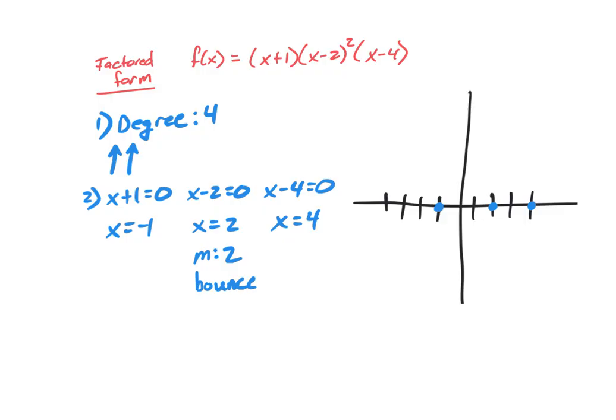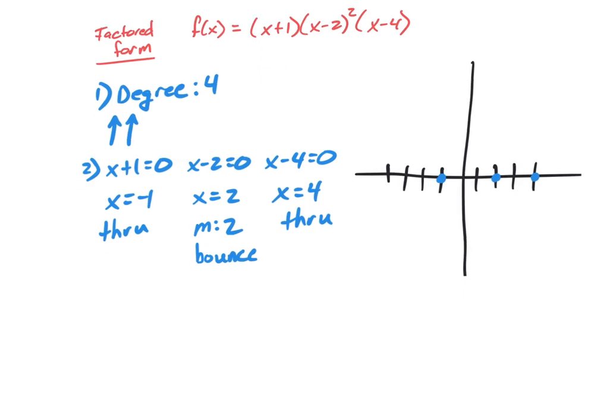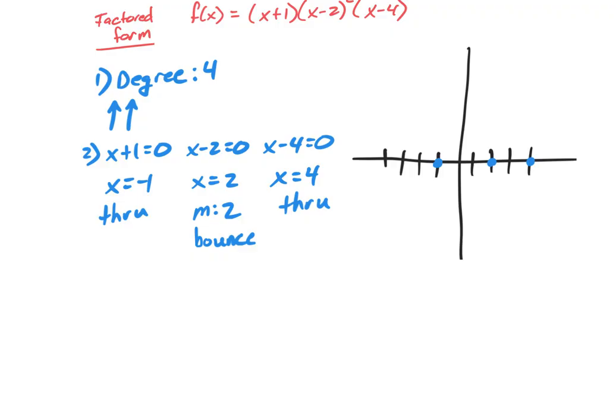These two have a multiplicity of 1 because there's no exponent, so it's assumed to be 1. So at these two, it's going to go through the x-axis at those 2 points. So knowing what's going to happen at those points is important, I think. Also knowing that it's not going to cross the x-axis 4 times even though it has a degree of 4 is an important thing to keep in mind.